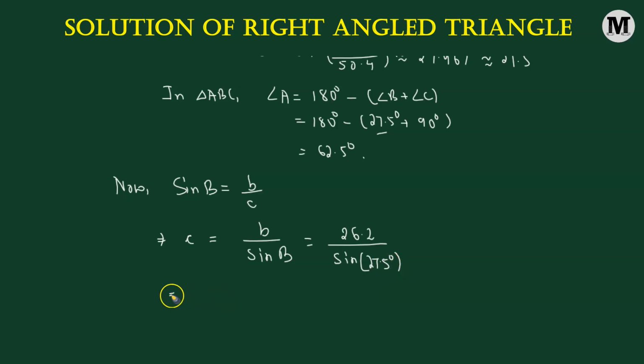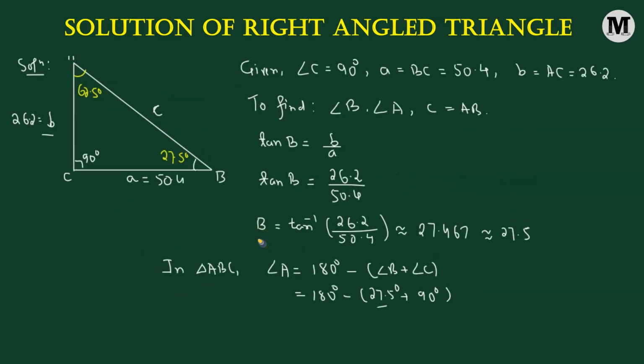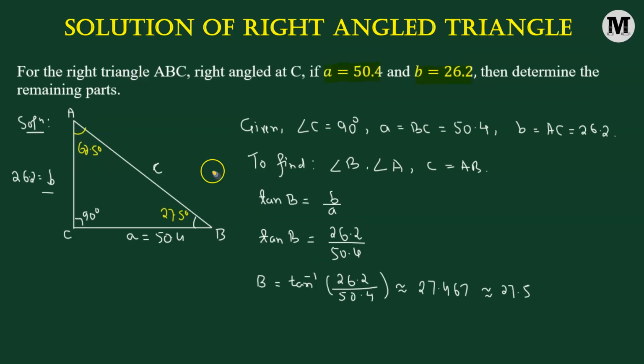Let's plug this value in, and c is going to come out as approximately 56.7. So we have obtained the length of the hypotenuse c, which came out as 56.7. We have now obtained the values of the side AB and the angle measures of A and B as well.